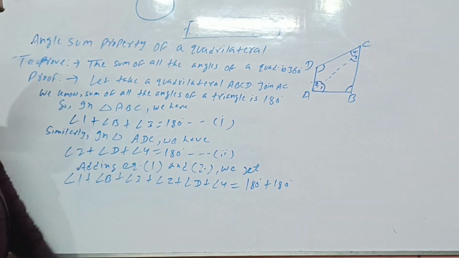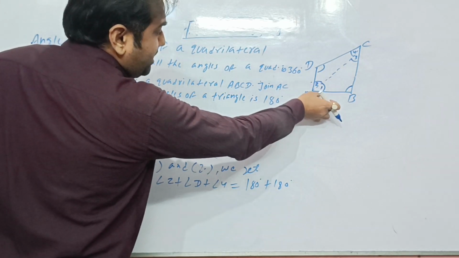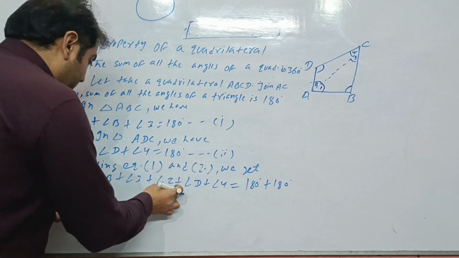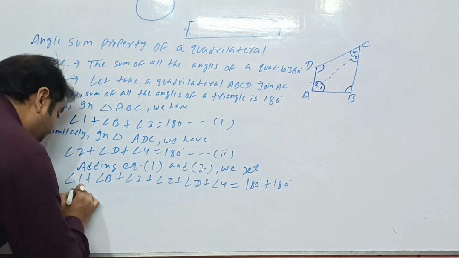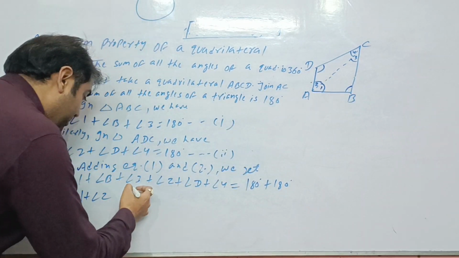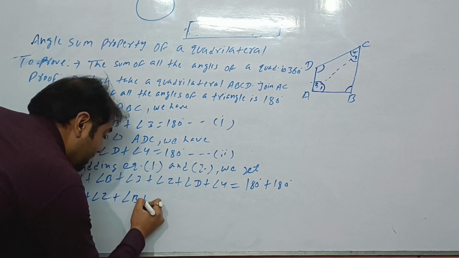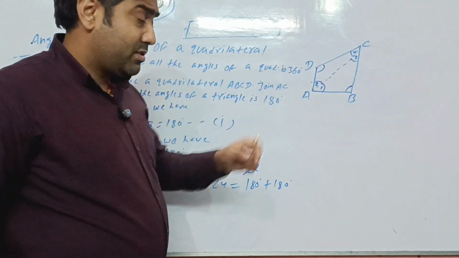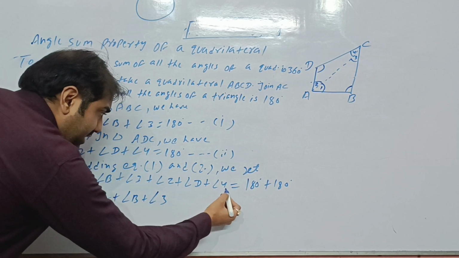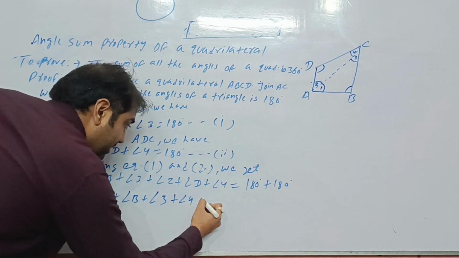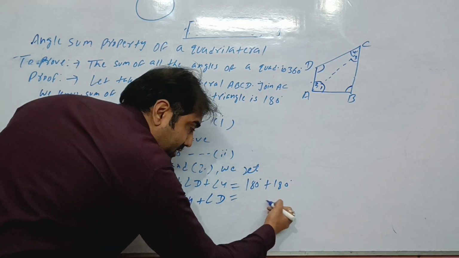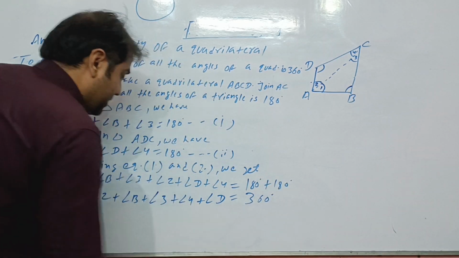Now we just rearrange this. Since angle A is formed by angle 1 and angle 2, let's take 1 and 2 at one place. Angle 1 plus angle 2, then angle B. Again, angle C is formed by angle 3 and angle 4, so rearrange it also: angle 3 and angle 4, and the last one is angle D. On adding we will get 360 degrees.